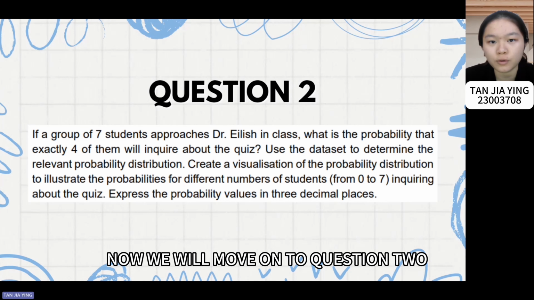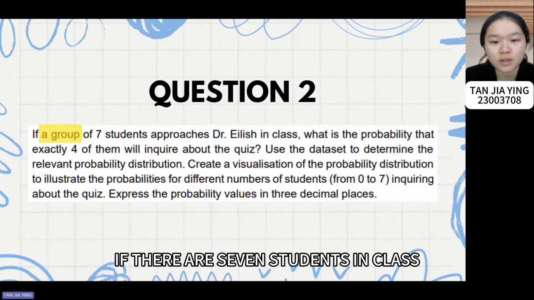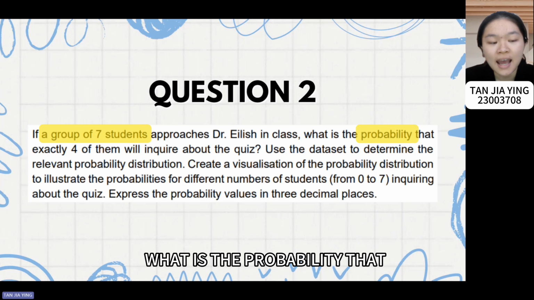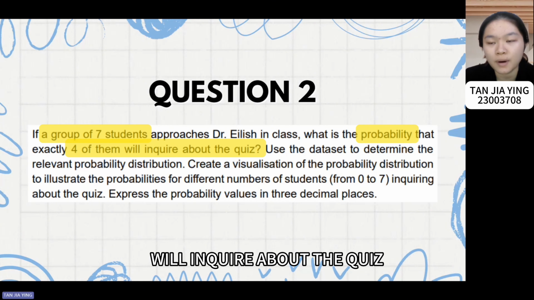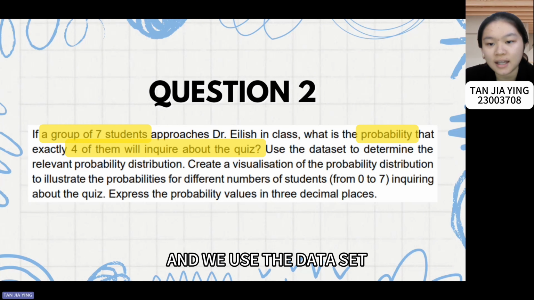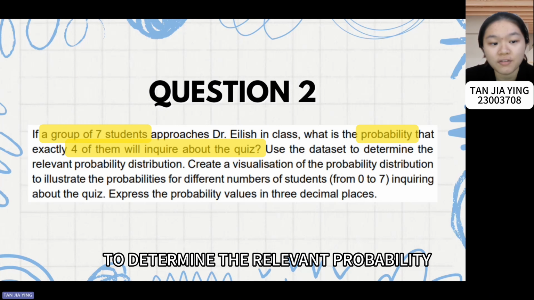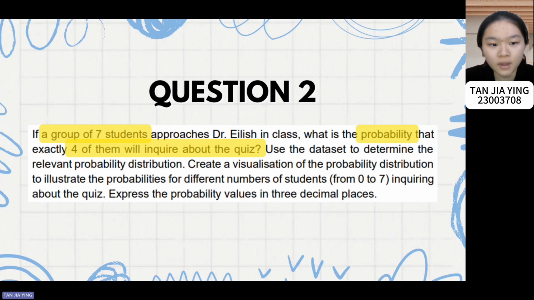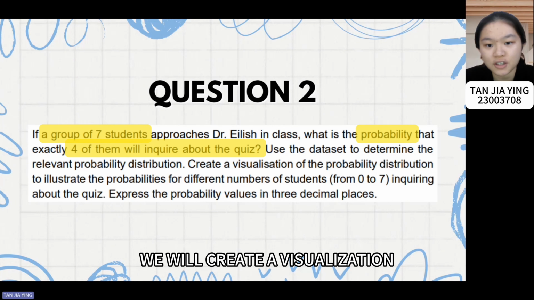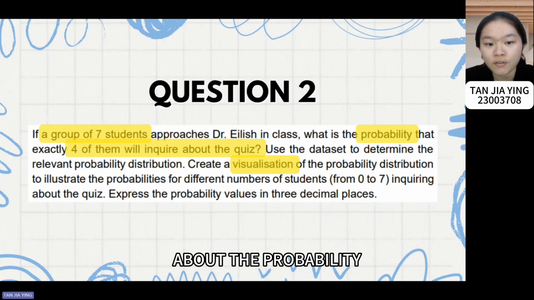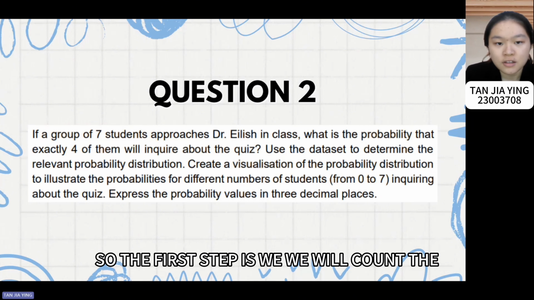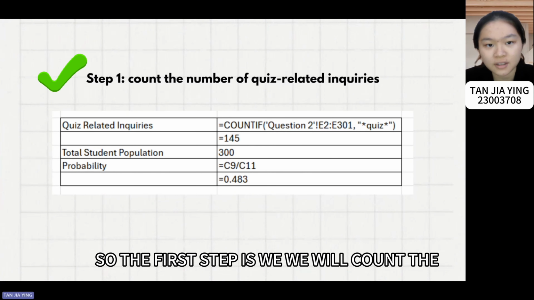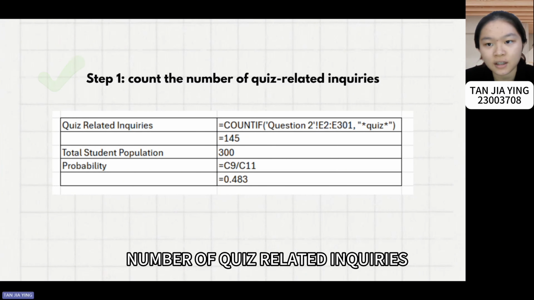And we will move on to question 2. If there are 7 students in class, what is the probability that exactly 4 of them will inquire about the quiz? We'll use the dataset to determine the relevant probability distribution. And last but not least, we will create a visualization of the probability for different numbers of students, from 0 to 7. So the first step is to count the number of quiz-related inquiries.